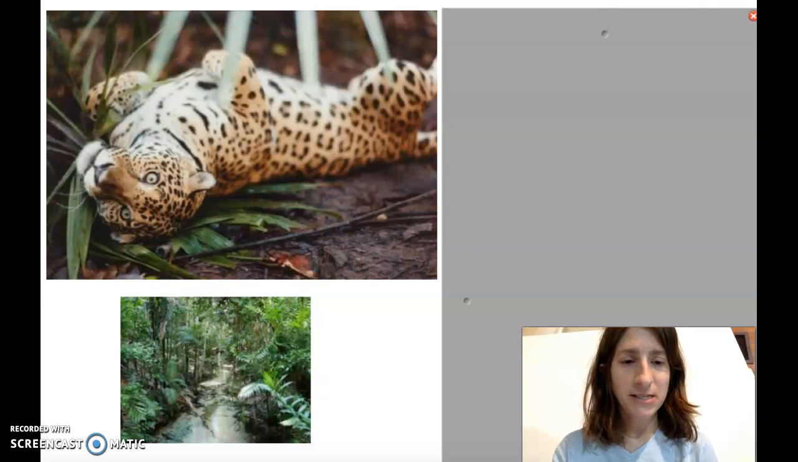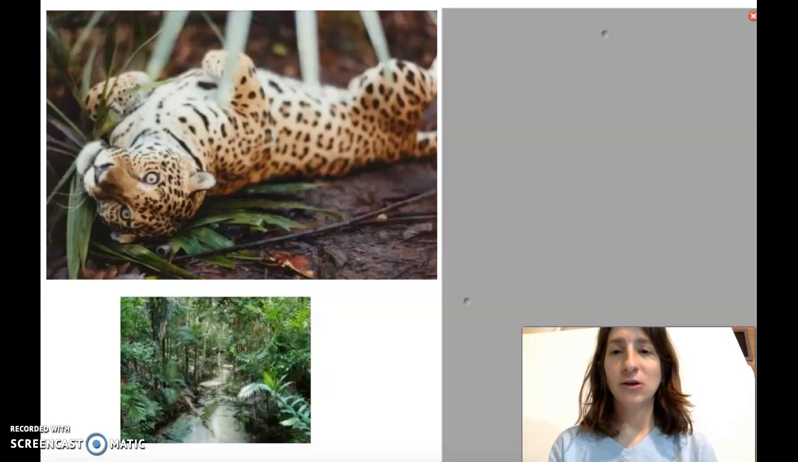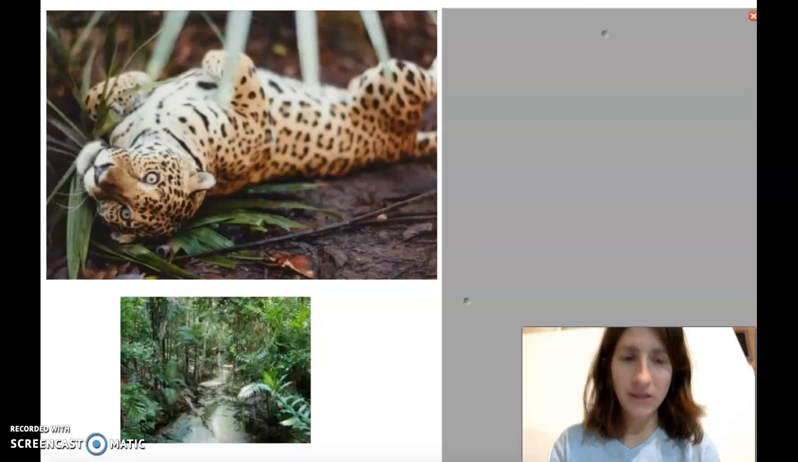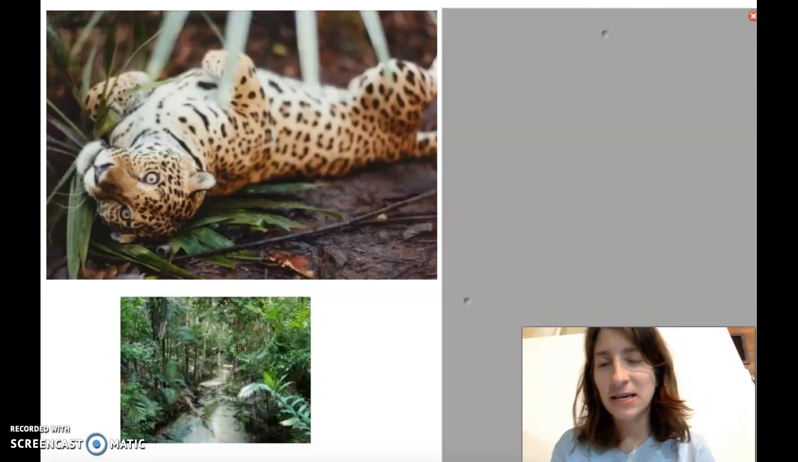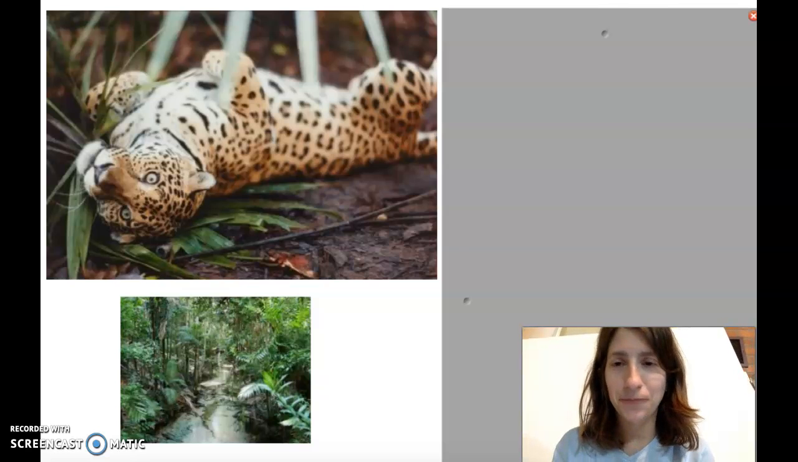Today we are going to take a look at different habitats. Habitats are places where animals live. Different kinds of animals live in different kinds of habitats. They must have the right things to be able to survive in that habitat. Those are the adaptations that we have talked about.